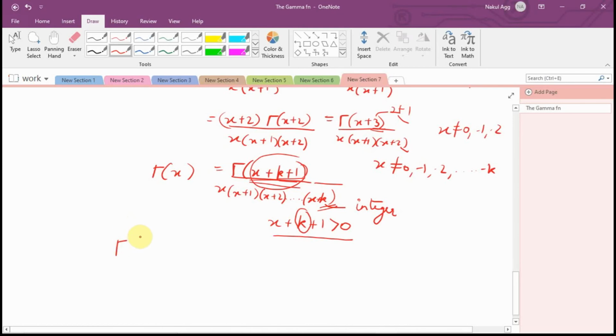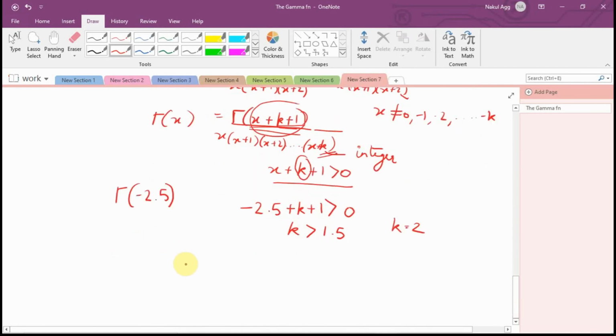So we now evaluate gamma of minus 2.5. So x is minus 2.5. So we have minus 2.5 plus k plus 1 must be greater than 0. k must be greater than 1.5. So the smallest integral value for k is 2.